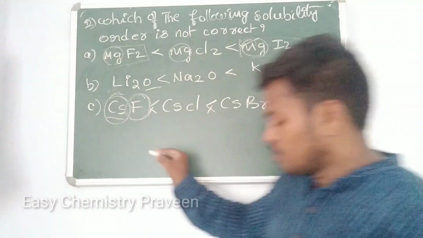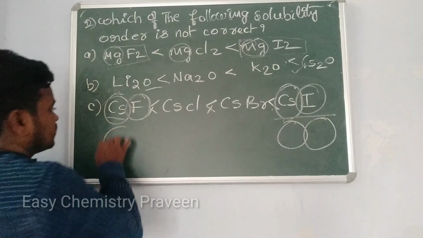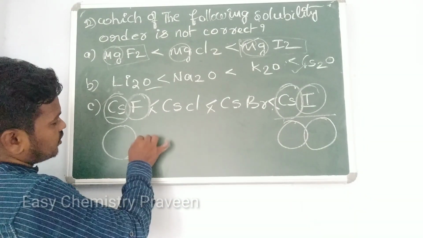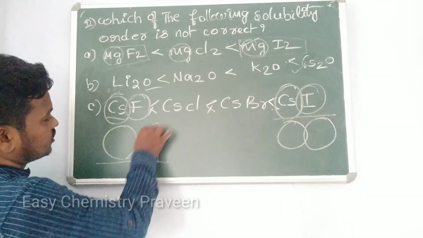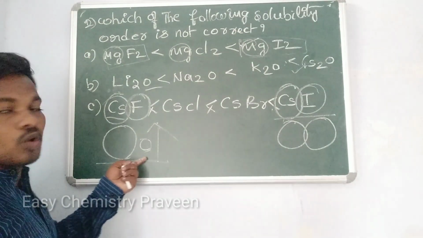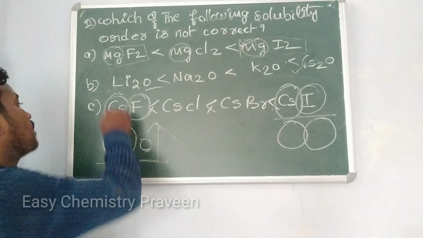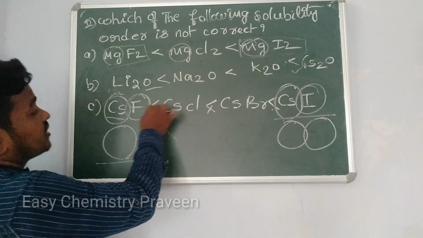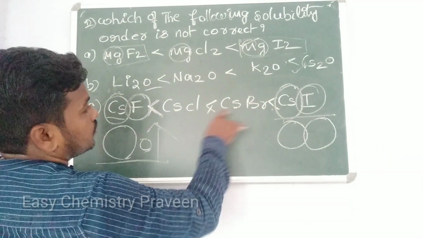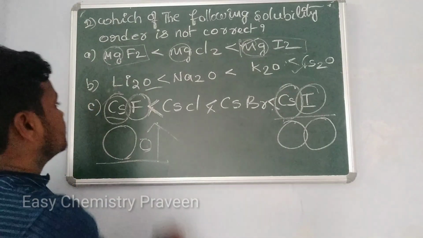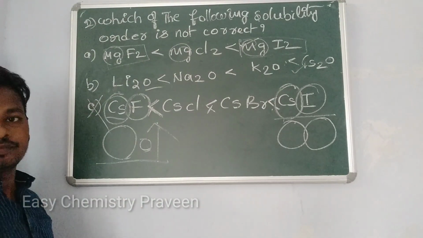There is no difference there. But when it comes to cesium having a large size and fluorine having a small size, the larger the size difference, the more the solubility will be automatically for this. But they have given cesium iodide as the most soluble, so this is incorrect.